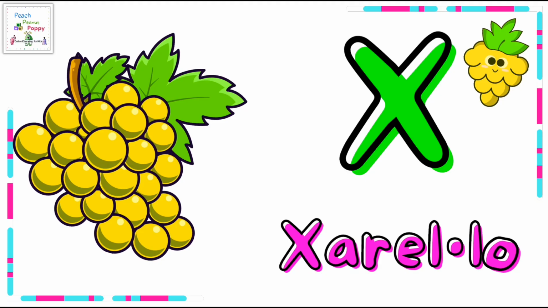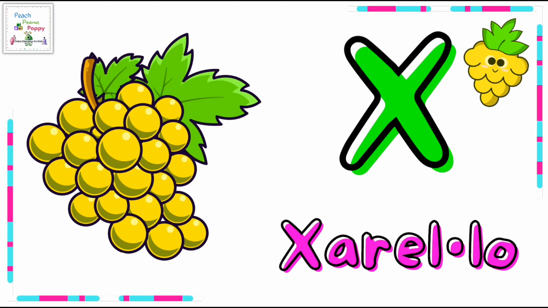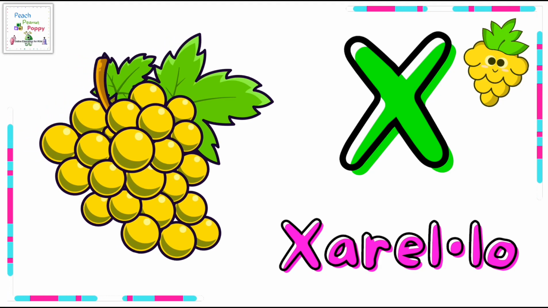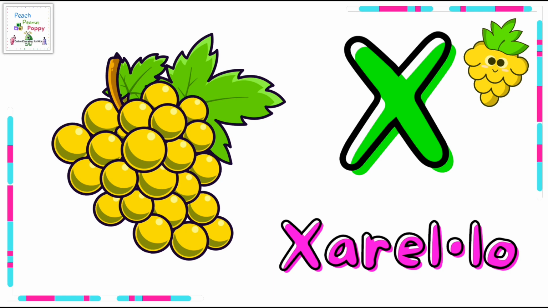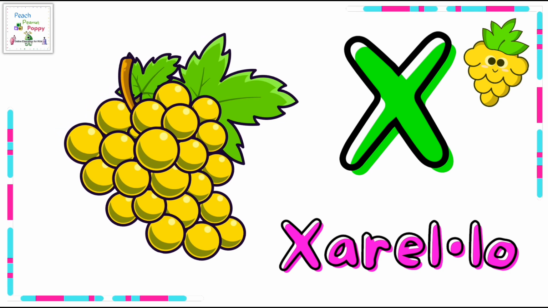X. X for Xarello. X-A-R-E-L-L-O. Xarello. This is actually a variety of white grape which is particularly found in Spain.